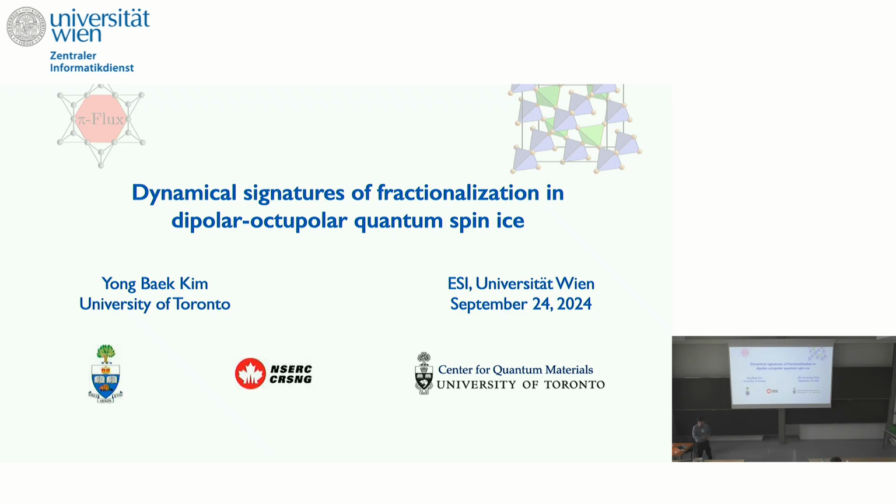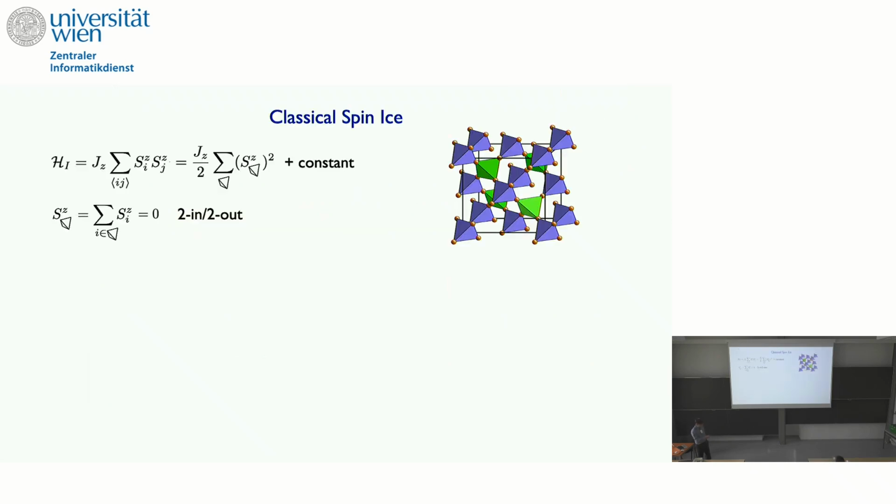I'll be talking about a three-dimensional quantum spin liquid called quantum spin ice. There have been very interesting recent developments on what we call dipolar-octupolar pyrochlore material. Since not everyone here is familiar with the quantum spin ice system, I'd like to give you some general introduction to the subject. Let me start with the classical spin ice.